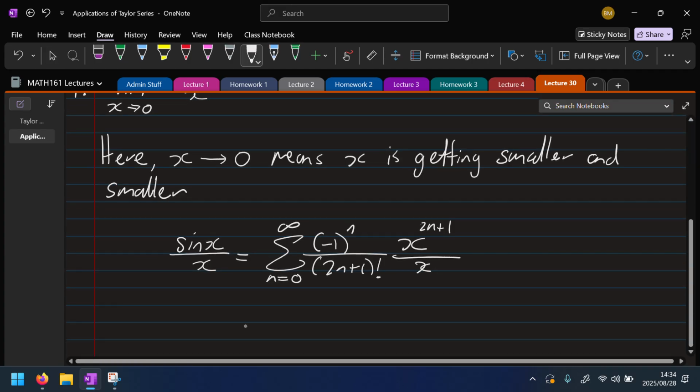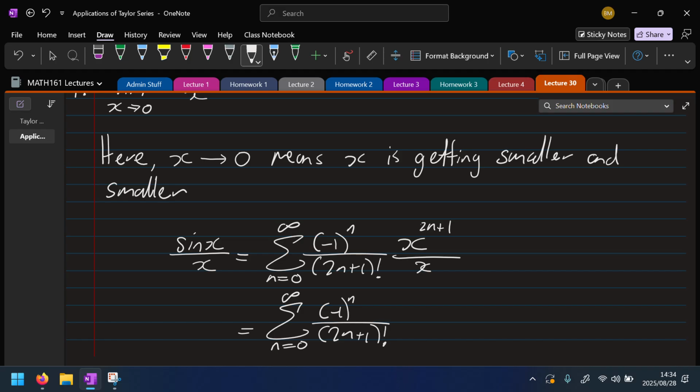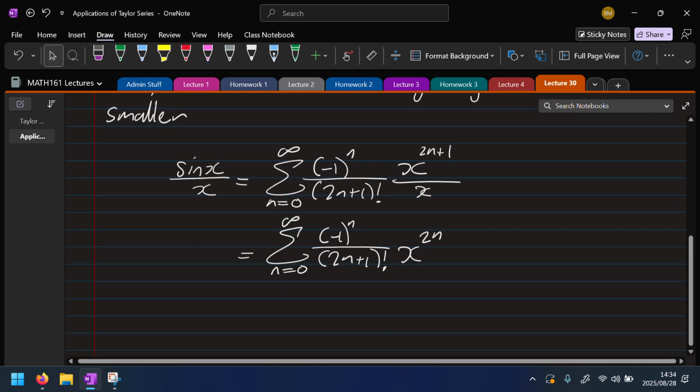Yeah, and we can simplify this a little bit. So this will be the sum, n goes from 0 to infinity, minus 1 to the n over 2n plus 1 factorial. One of the x's at the top and the bottom will cancel, so we have x to the 2n. So that's the Taylor series. Let's write out a few terms from this, and again, notice what happens when x gets smaller and smaller. Keep that in your mind.